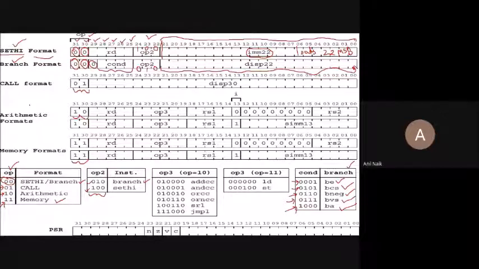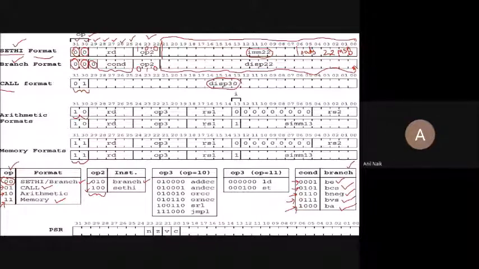Then the third instruction format is the call instruction format. In the call instruction, if the 30th and 31st bit positions are 0 1, then it is a call instruction. And then the remaining 30 bits are reserved for the displacement to calculate the address.